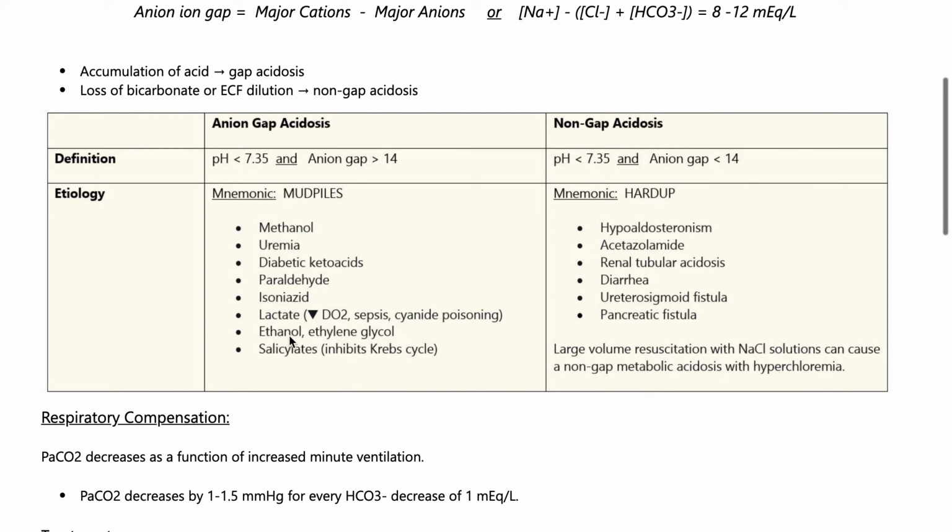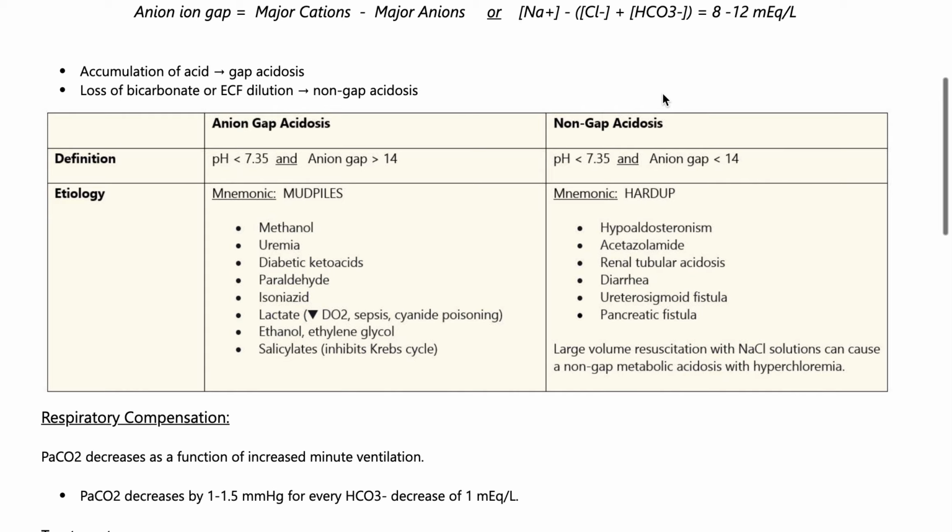Or a lactate, I should say, a lactate can be caused by a decreased DO2, sepsis, or cyanide poisoning. The E is for ethanol and ethylene glycol, and the S is for salicylates because it inhibits the Krebs cycle. And then examples of a non-gap acidosis, the mnemonic HARDUP can be used to remember the etiology.